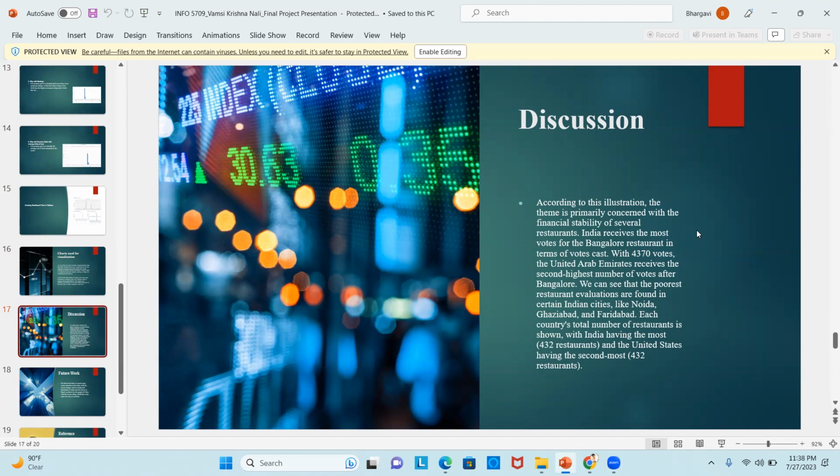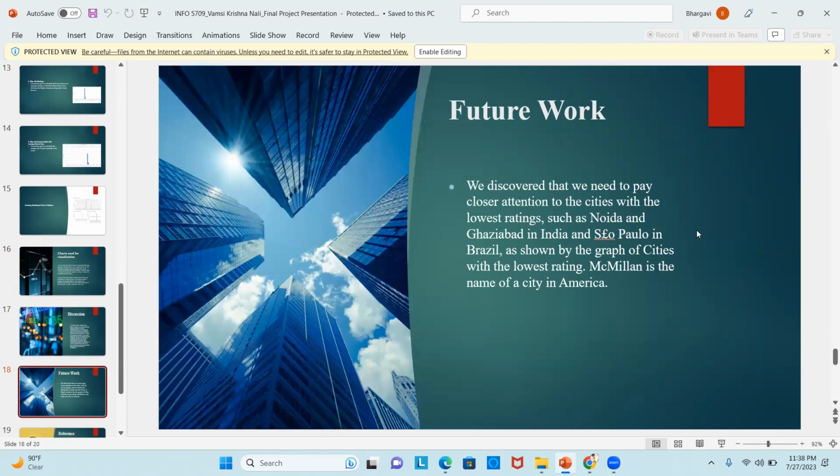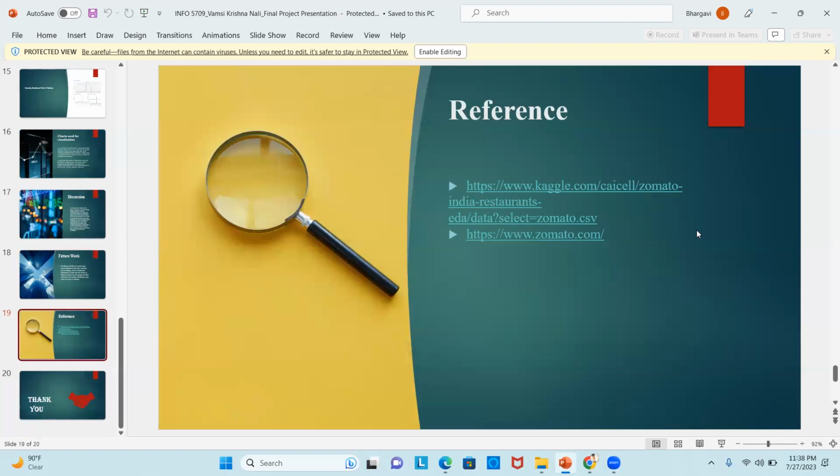So the future work, as you can see, there is scope for future work also. We discovered that we need to pay closer attention to the cities with the lowest rating, such as Noida in India and Paulo in Brazil, as shown in the graph of the cities with the lowest rating. Macmillan is the name of a city in America.